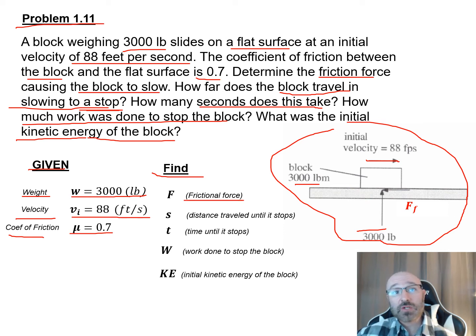What do they ask us to solve for? Well, our frictional force, we're going to use the variable F for that. The distance traveled until it stops, we're going to use the variable S. And the time until it stops, we're going to use the variable T. They also ask us to solve for the work done to stop the block, which we're going to call W, and our initial kinetic energy of the block, which is our K sub E. So we take all this information from our initial diagram and problem statement to create our setup page next.